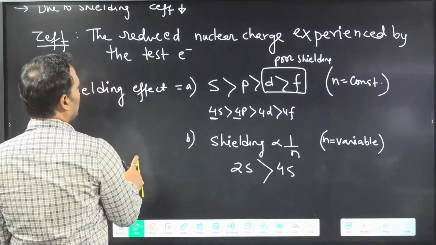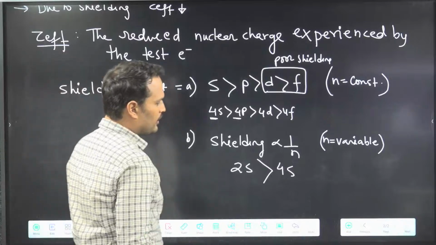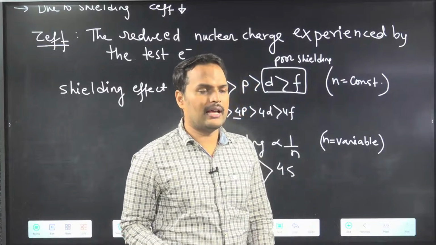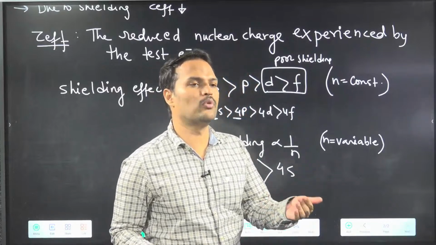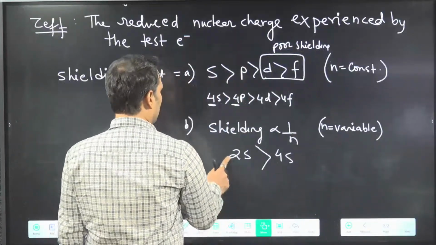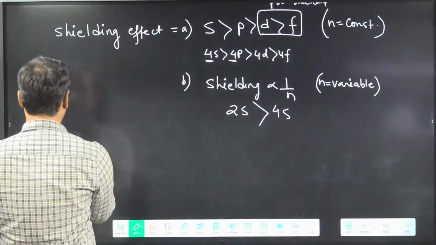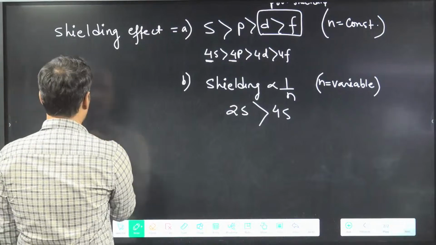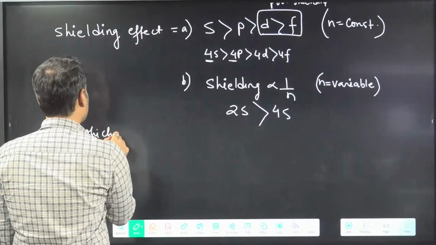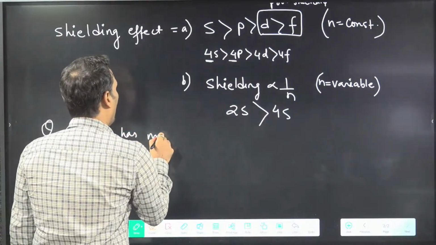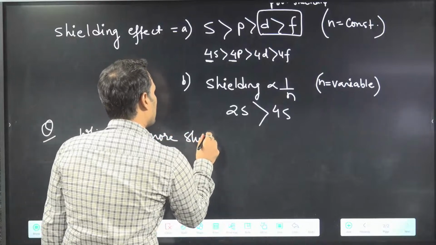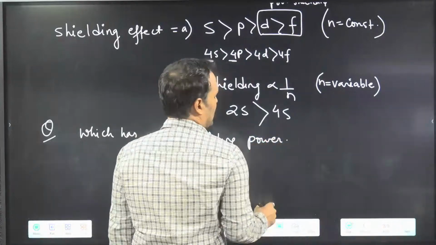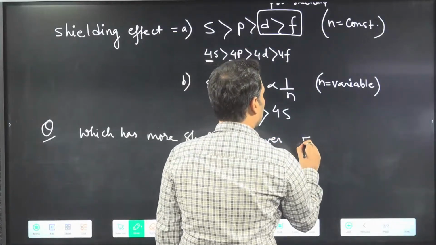See, now there are two questions. One question is about shielding of 2s, 4s. And the second question is, who is more shielded by the inner electron? See, two questions are there. I will ask you. Suppose one question is like this: which has more shielding power? And I am writing the options.